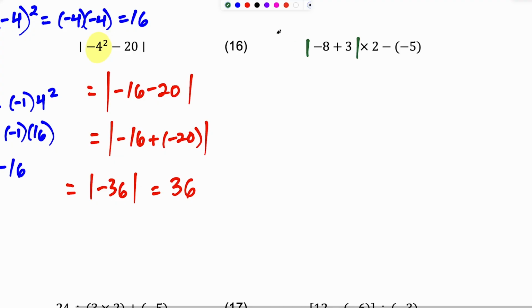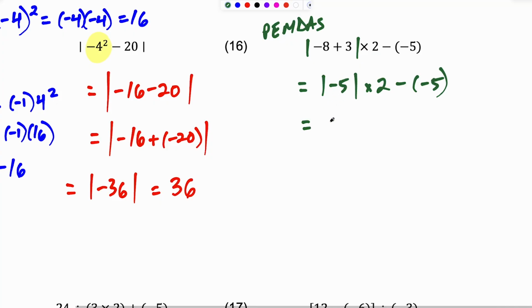Just think of the absolute value as its own set of parentheses. So in terms of order of operations, we're going to do the absolute value part here first. So in the next line, we have absolute value of -8 plus 3 is -5. So we get absolute value of -5 times 2 and then minus -5. So we work this out.